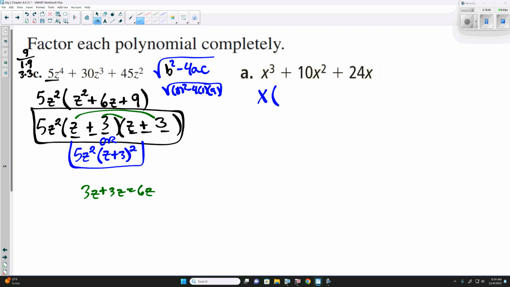It doesn't do anything. Whenever one of the terms does not have a number in front of it, most likely we're not going to be able to factor a number out. But x cubed, x squared, and x, all of them do have an x, so we can factor it out, leaving us with x squared plus 10x plus 24.